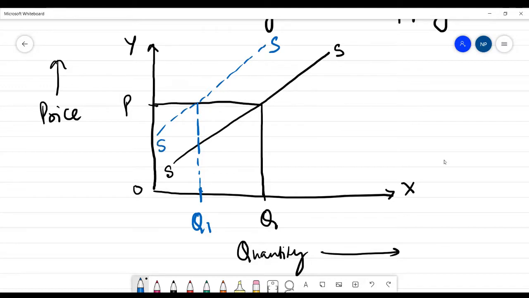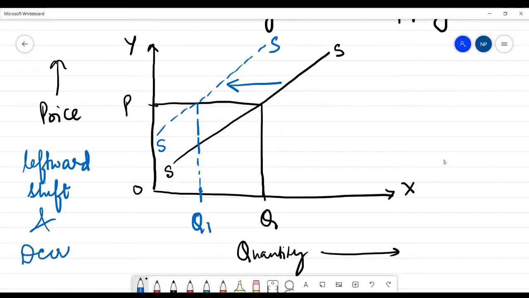So what do we see from the initial position? It is shifting to left side. Henceforth, when quantity supplied becomes less at the same price, it is known as leftward shift. Leftward shift, that means the supply curve shifts to left side, and it is known as decrease in supply.